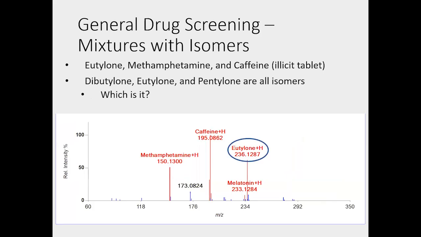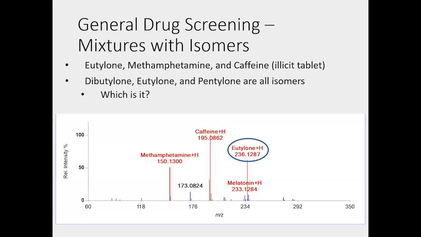And then something I really like the DART for in particular is mixtures that might have isomers present. So this is an example of maybe an illicit tablet where the 30-volt data indicated the protonated molecular ions for methamphetamine, caffeine, and eutylone. But of course, eutylone is a positional isomer of dibutylone and pentylone. So from this, we can't necessarily determine which isomer is present.